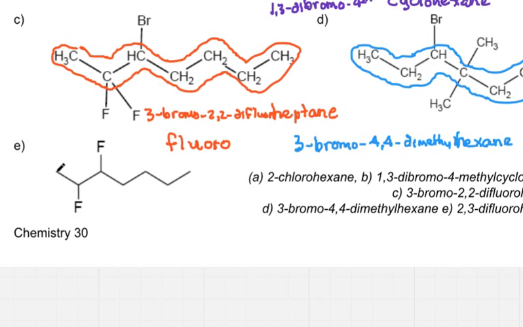Last one. Our primary, they switched to line structure, which is not that big a difference. 1, 2, 3, 4, 5, 6, 7 carbons in our primary makes this a heptane. These are both fluoro groups, so it's going to be a difluoro. Difluoroheptane, and they're on carbons 2 and 3. So 2,3-difluoroheptane should do it for that one. Not too bad. Good.